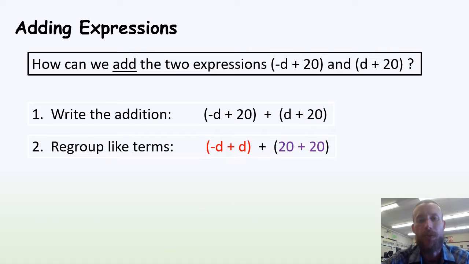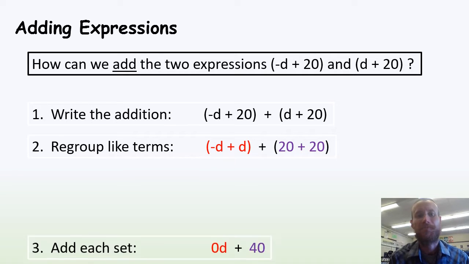This is really key. We're going to regroup the like terms. So this is a combination of the commutative property, which is moving terms around, and the associative property, which is putting them into groups using parentheses. So we have our 2 terms with d in them. Negative d plus d is now a group, and 20 plus 20 is now a group. The variable terms first, and then the constant terms.